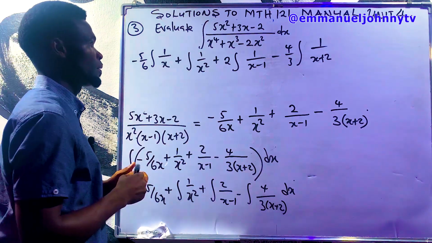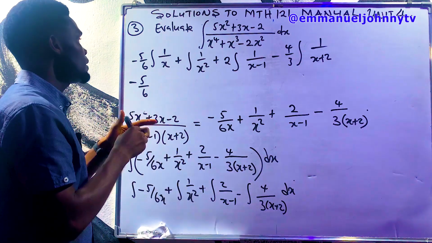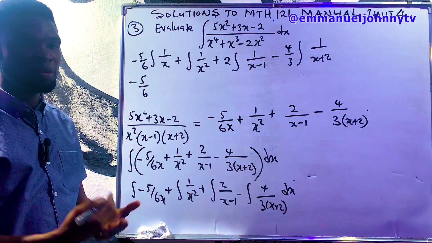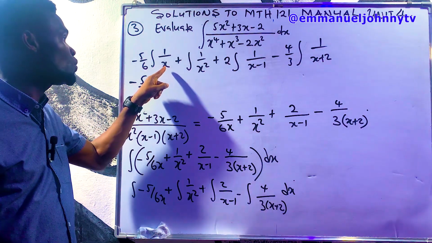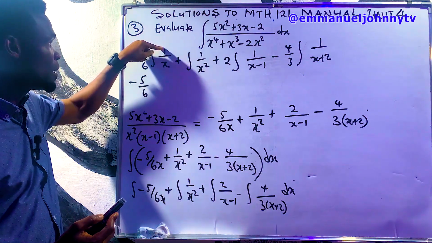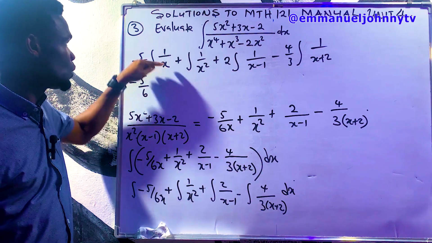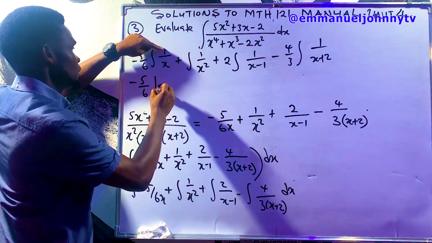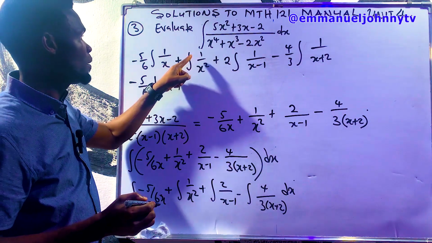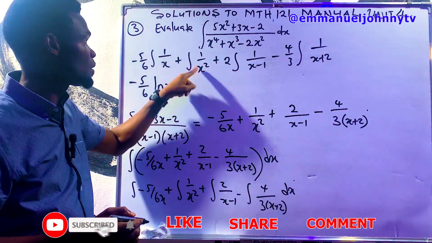Now let's integrate. So this is minus 5 over 6. The integral of 1 over x, of course, we now know how to integrate rational functions. So what do we say? Go to the denominator. If you differentiate the denominator and it gives you what you have at the numerator, you take the ln of the denominator. So now if you differentiate x, you will get 1. That means take the ln of the denominator, x, plus, if I differentiate the denominator, I will have 2x, which is not the same thing as this.